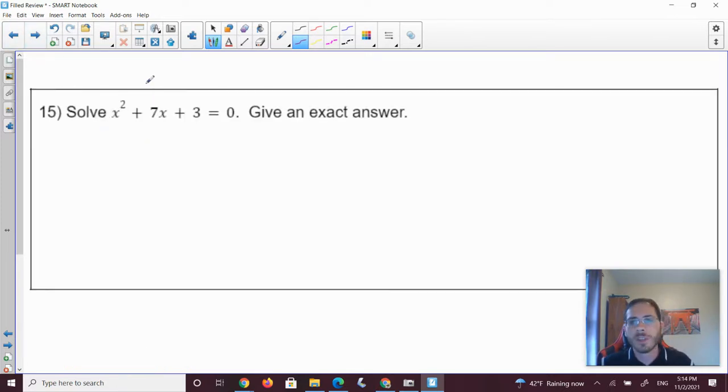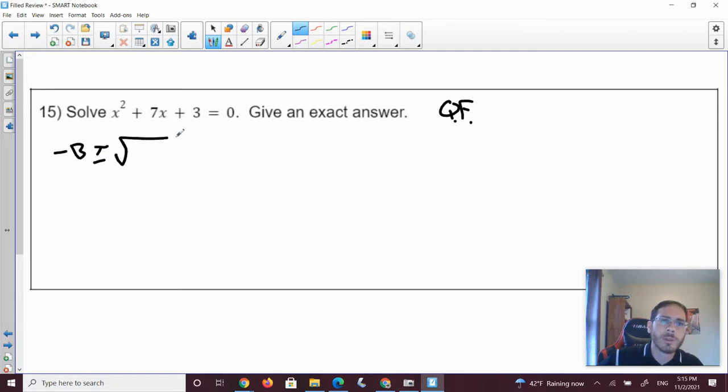For 15, solve this, give an exact answer. So I can't solve by graphing because, again, I need an exact answer, and it doesn't always work if we can graph it. So first thing I would do is try factoring, but if I look, 3 things that multiply to 3 and add up to 7, I don't know anything that would do that. 7's also odd, so I think I'm kind of stuck using the quadratic formula. And that's okay. Sometimes we just have to run through the whole quadratic formula. Negative b plus or minus the square root of b squared minus 4ac all over 2a.